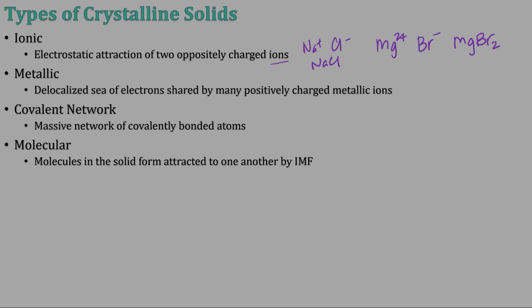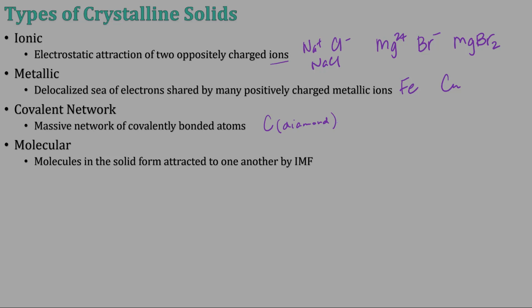Metallic is a delocalized sea of electrons shared by many positively charged metallic ions. So something like iron or copper would be a metallic solid. A covalent network is a massive network of covalently bonded atoms. So diamond is an example of that. And we'll take a look at all these in closer detail in just a minute.